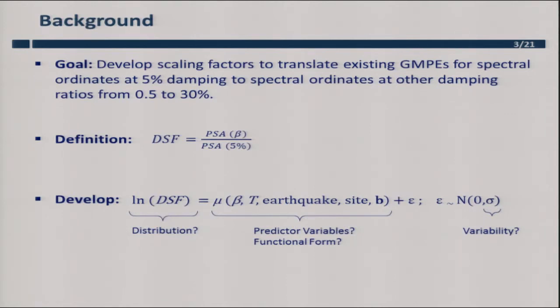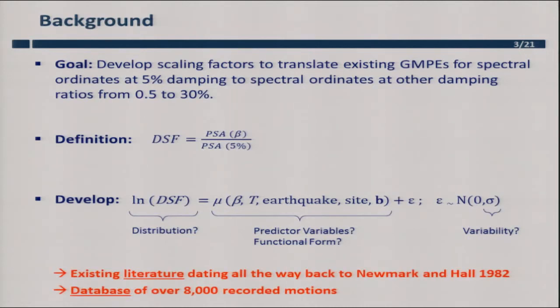So we wanted to answer some specific questions. First, what is the distribution of DSF? What should our predictor variables be? And what should this functional form be? We also looked into the form of the variability of DSF. To answer these questions, we did a comprehensive literature review. You can see the summary of over 25 related studies that go all the way back to the work of Newmark and Hall in our report.